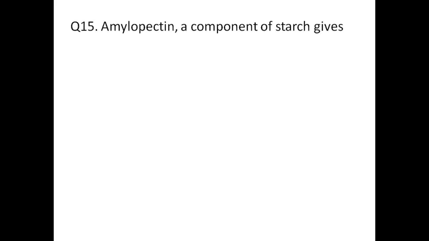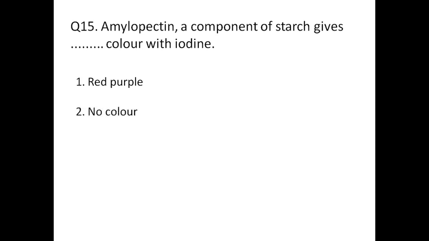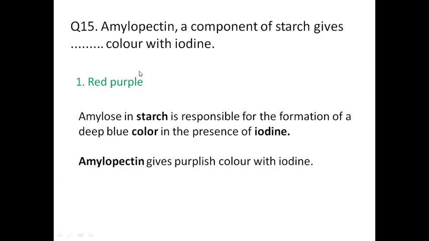15. Amylopectin, a component of starch, gives some color with iodine. What is that color? Red, purple, no color, blue, or green. The right answer is purple color. In some books it is written purple, in some books you can see blue purple, and in the majority of the books you can see purple. In a few books I have seen that they have given the answer as no color, that amylopectin does not give any color with iodine. Amylose gives blue or deep blue color to iodine, and amylopectin gives purplish color to iodine.